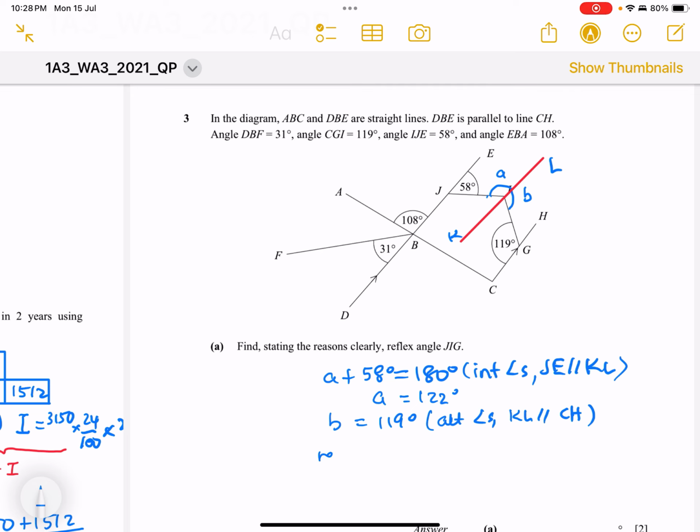So now we can find the reflex angle JIG, which is A plus B. A being 122, B 119. So the result is 241 degrees.